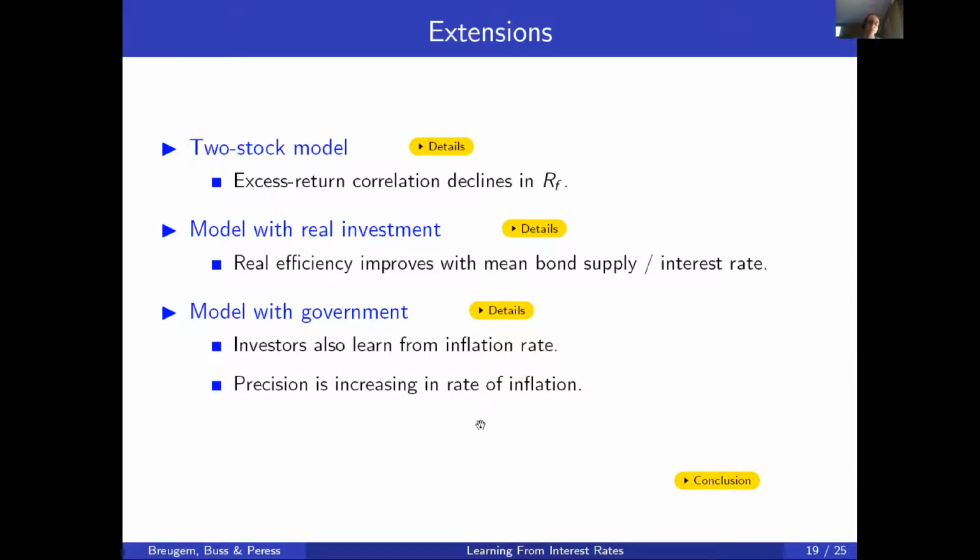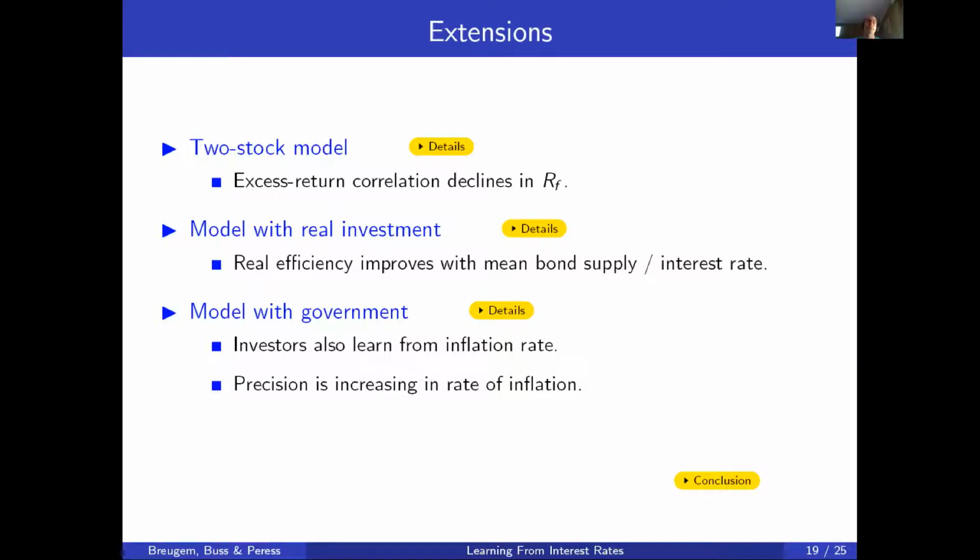We also embed into the model a government to speak to monetary policy, more specifically to unconventional monetary policy like QE. And what we get out from that extension is that, on the one hand, we put money into the economy. There's also money.